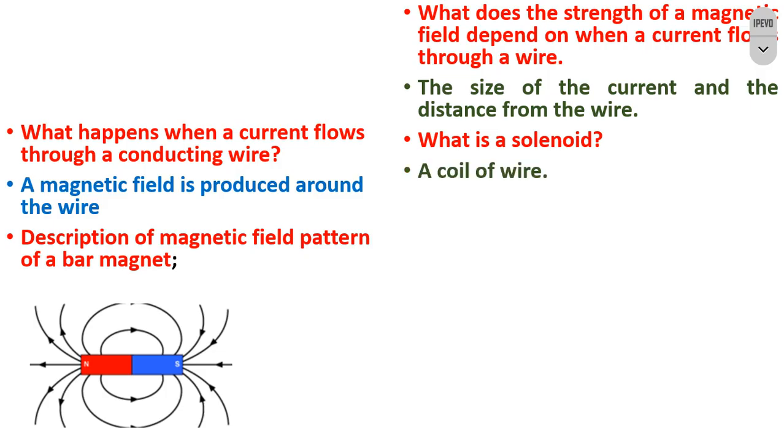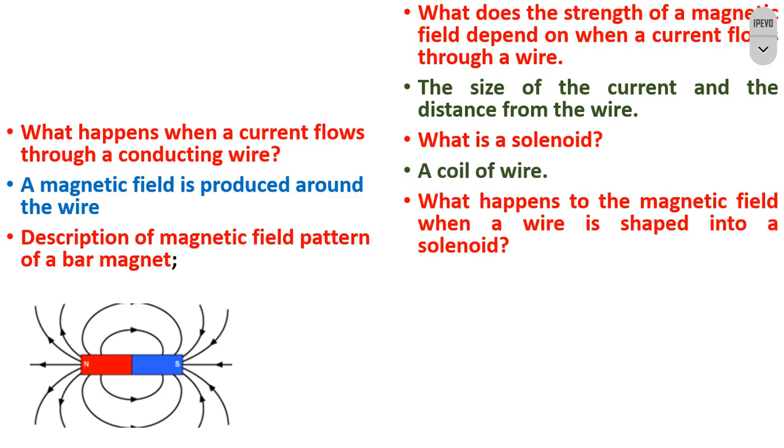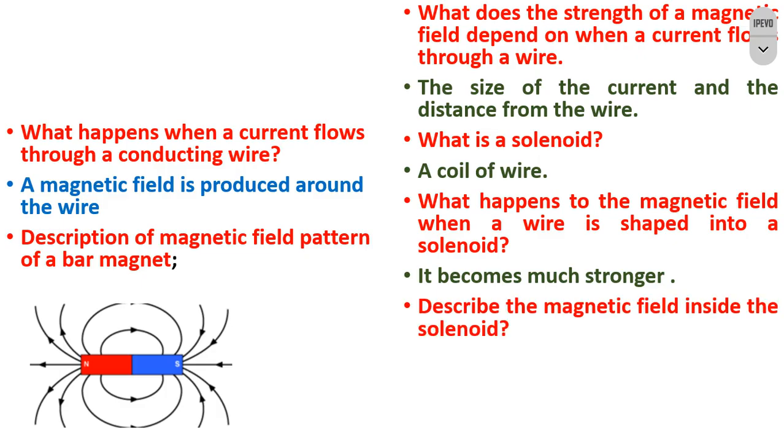Solenoid. It's a coil of wire. What happens to the magnetic field when a wire is shaped into a solenoid? It becomes much stronger. So when you have the solenoid and then wire is put inside, the magnetic field becomes much stronger than what it was initially.